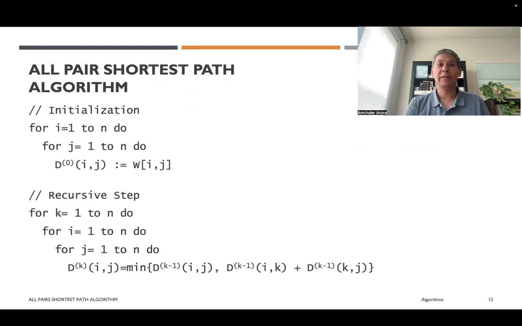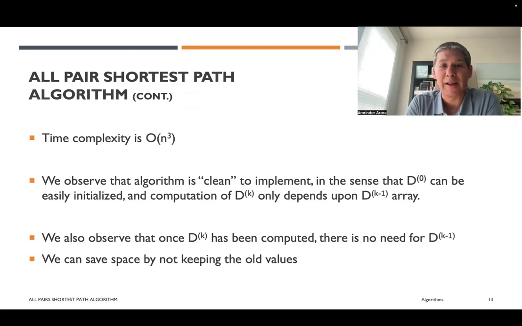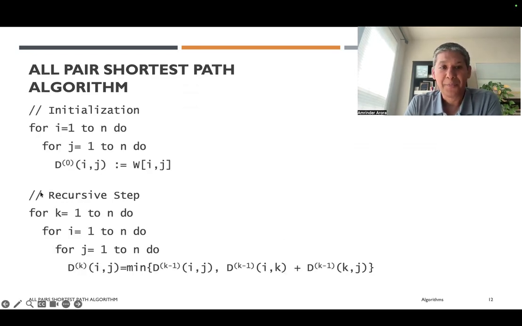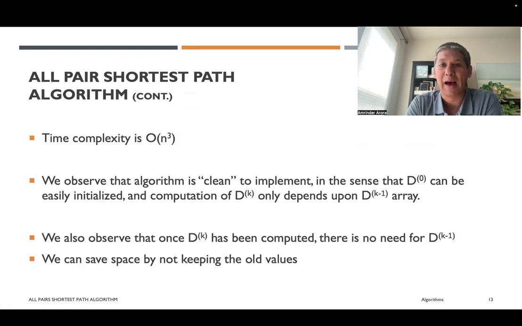That's the recurrence relation. And the algorithm is then very easily defined as follows. You would start with d^0_ij, that's your initialization, and in the recursive step, you would simply say d^k_ij is equal to the minimum of d^{k-1}_ij, or d^{k-1}_ik plus d^{k-1}_kj. It's a fairly straightforward algorithm. We can see from this recursive formulation that there are three nested loops here, so it's a very straightforward order n cubed algorithm. The algorithm is super clean to implement.